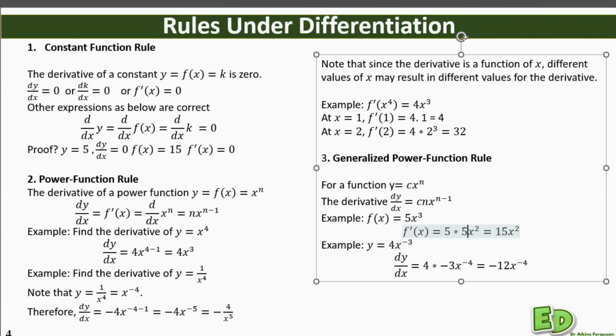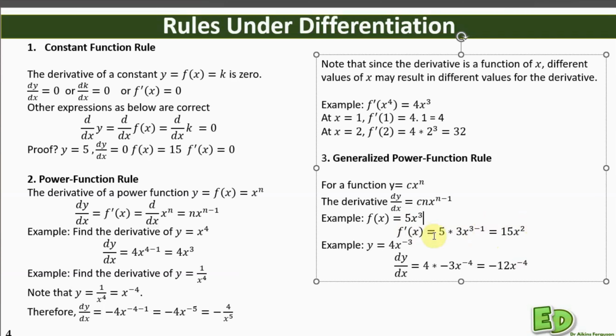We multiply it by the power 3, right? Then we would say 3 minus what? 1. We'll say 3 minus 1. So the coefficient is 5 here. 5 multiplied by the power, which is 3. So 5 times 3. Then x raised to the same power, 3 minus 1.